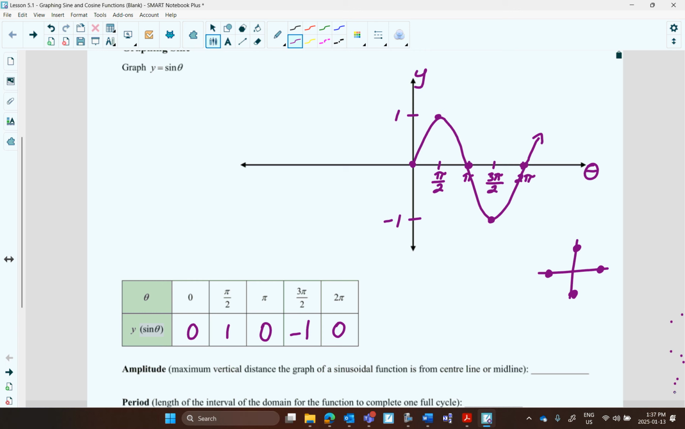We can even go into the negatives. Negative pi over 2. Negative pi. Negative 3 pi over 2. And negative 2 pi. And it follows the same pattern. So it goes down to here, and then up to here, and then up to its maximum at 1, and then down to here, and then it continues to the left forever. So there we just graphed 2 cycles of sine.